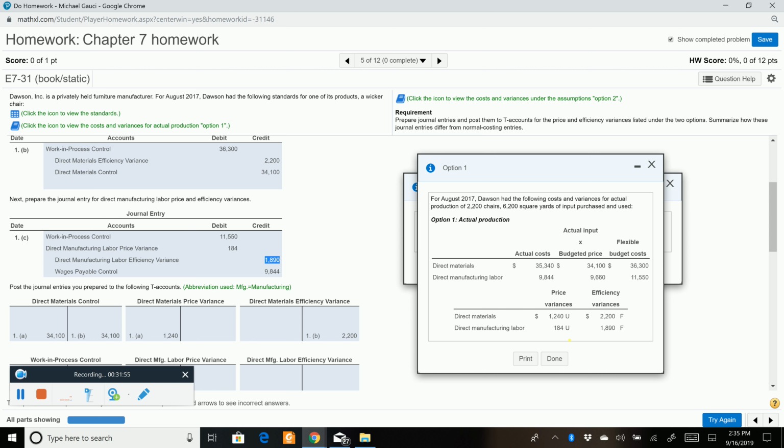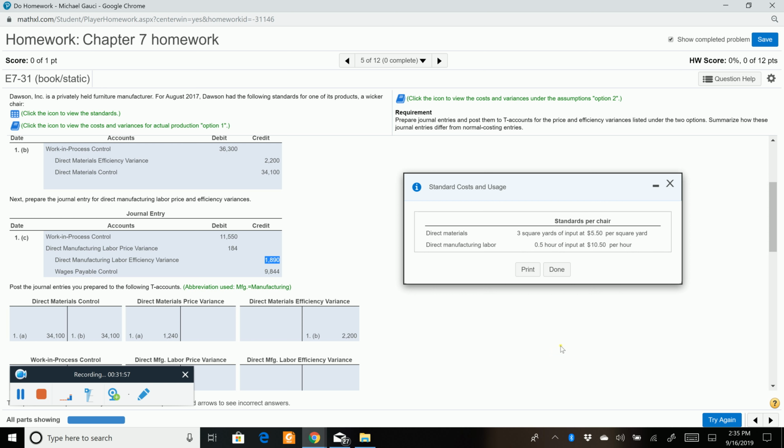All right, so once again, make sure you understand how to record the journal entries for buying the materials, entering into the wages, and how to apply the materials and the labor to the assembly line, which is the WIP process.